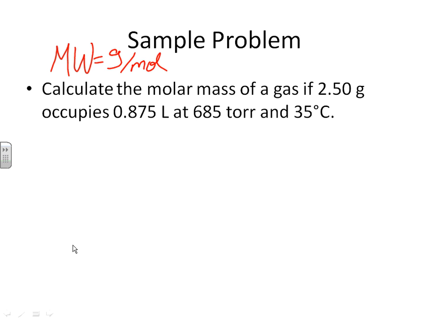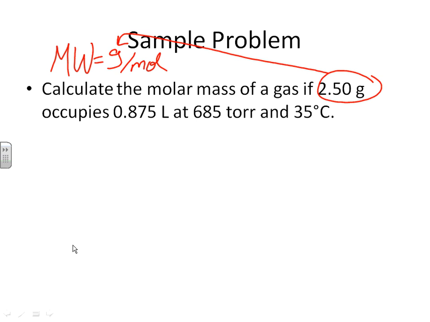Which one of these values has the problem already supplied us with? If you read this through, calculate the molar mass of a gas of 2.5 grams. 2.5 grams, right? They have given us the mass. We already know the mass, which means that all we need to do is calculate moles, and we will have all the information we need in order to get molecular weight.